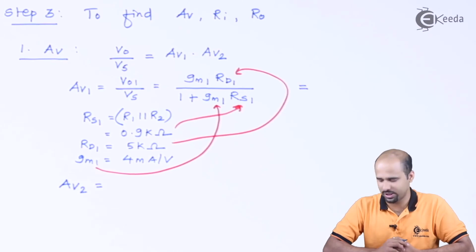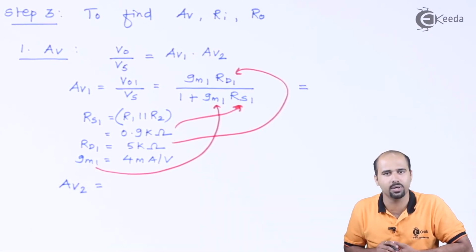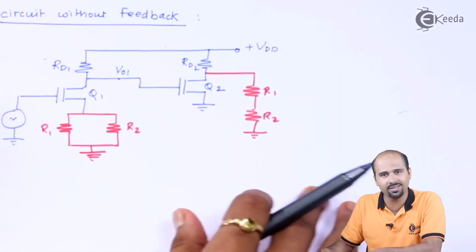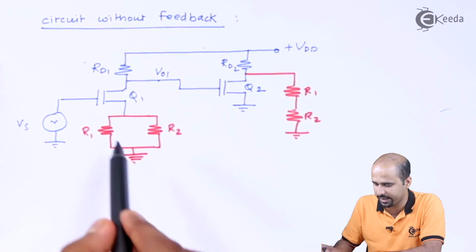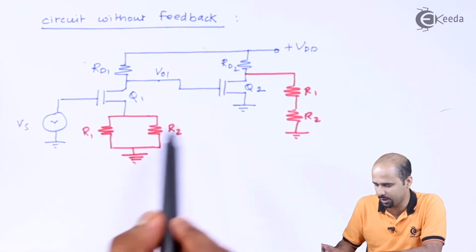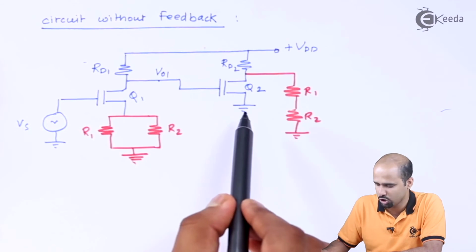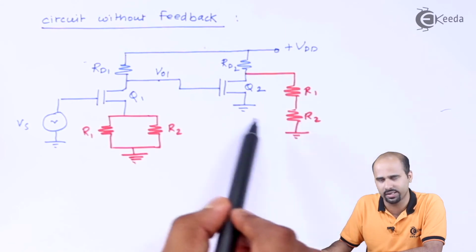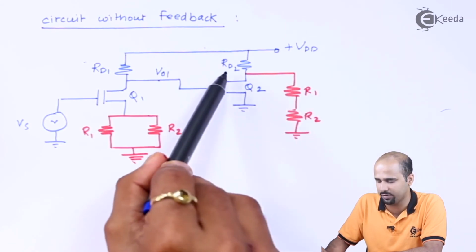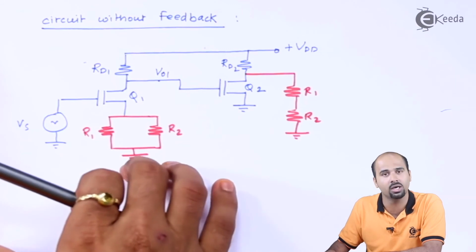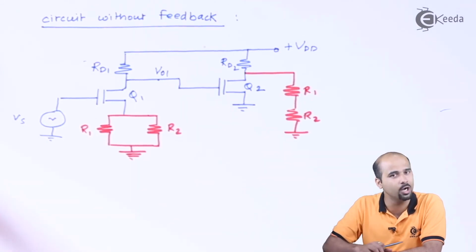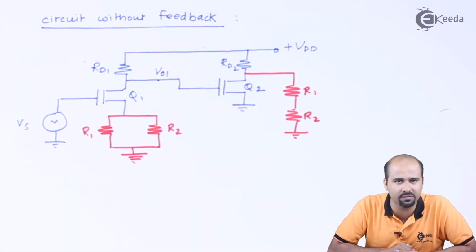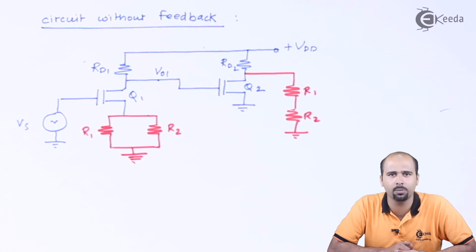So let's move towards the value of AV2, that is nothing but the gain of the second stage. Let's compare the first and second stage. Here you will find that there is a source resistance available, but here source resistance is not available. So this will be a simple calculation for me: R1 in series with R2, and that complete combination will be in parallel with RD2. And as your RO value, that is the dynamic output resistance value, is given as infinity, that will be open circuit.